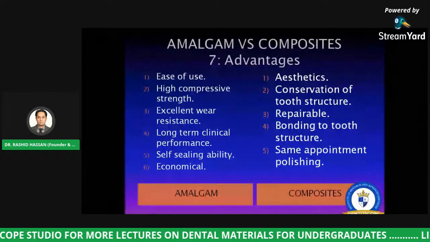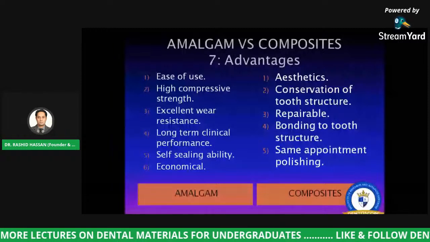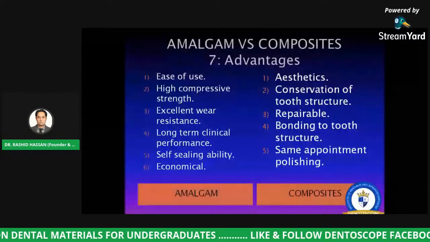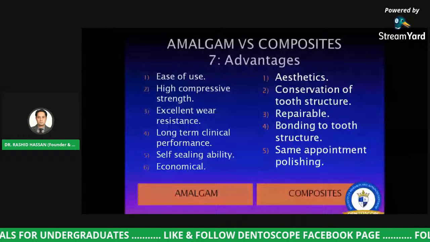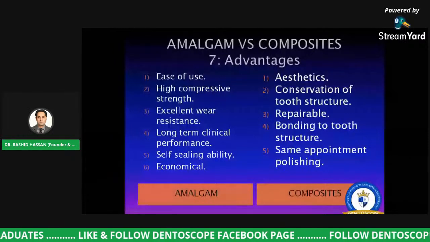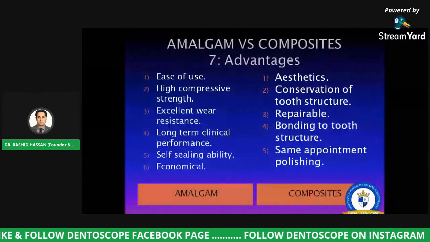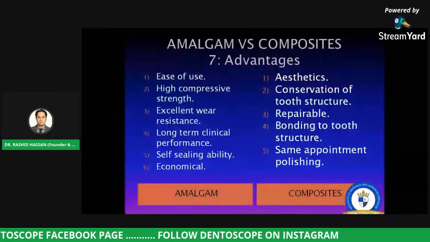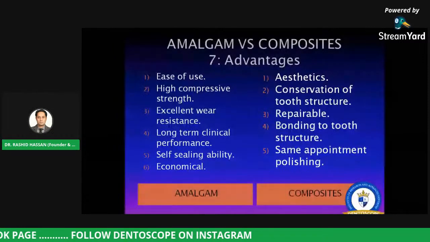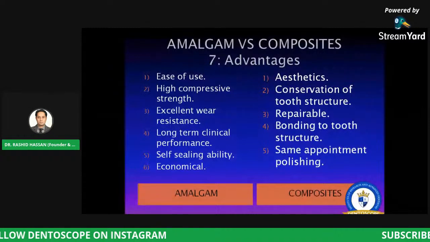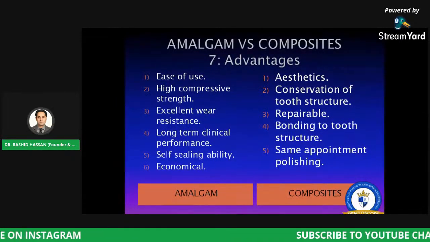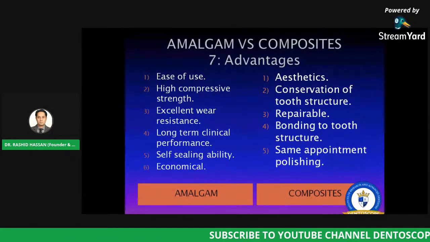Let's talk about the dental amalgam. If you talk about dental amalgam, it is easy to use. You don't require a lot of equipment for that. You just mix the silver alloy powder and the liquid mercury using a pestle and mortar, and there you go. Your amalgam is ready to insert.